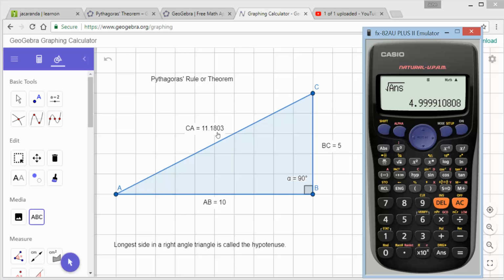Now let's consider, what if you didn't know the 10 over here and you want to work it out? You're given the 11.18 and the BC equals 5. Same process. Square the hypotenuse first, 11.1803, and subtract the square of the shorter side you are given. And look at that, you get 99.999 something, which is very close to 100. And then what's the square root of 100? So we type in square root of that answer, and look what you get, 9.999 something, which is 10 effectively.